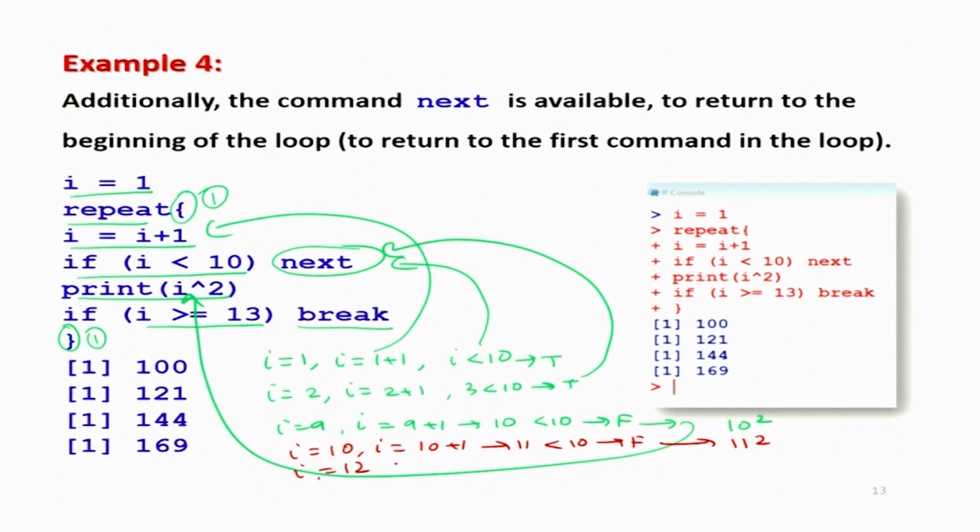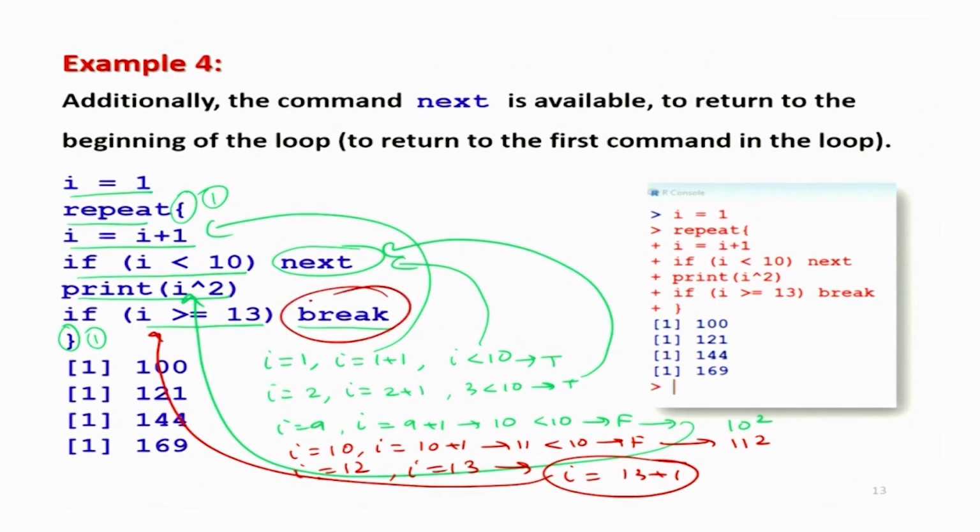and then it will continue to I equal to 12 and I equal to 13. As soon as it becomes I equal to 13, then I will become 13 plus 1, and then this condition is checked, I is greater than or equal to 13. Yes, and the function will break here, and you will get essentially the outcome as 10 square, 11 square, 12 square and 13 square. So, this is how things work in this repeat loop also.